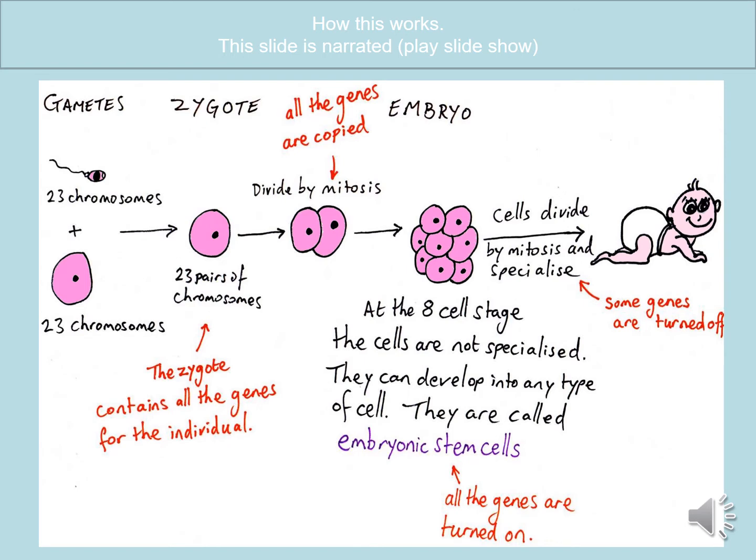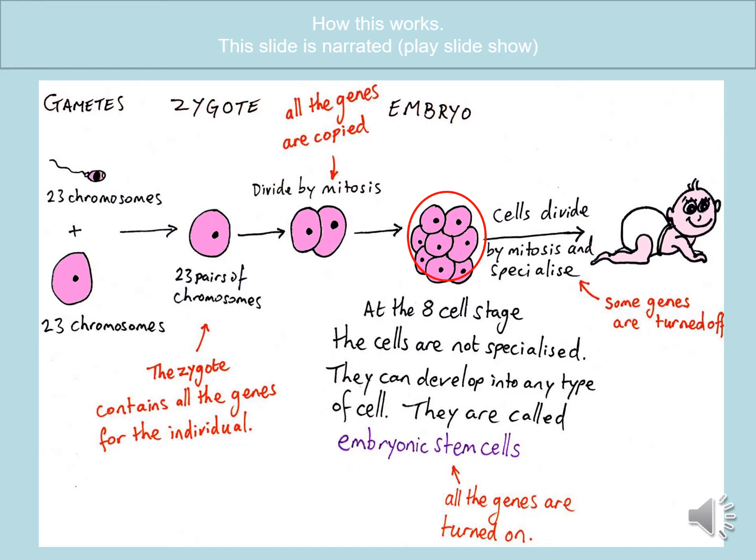This cell division is mitosis, and this is where all of the genes are copied and they are identical cells being created. This cell division continues for about 2 weeks, up to the point where we form something called the embryo.